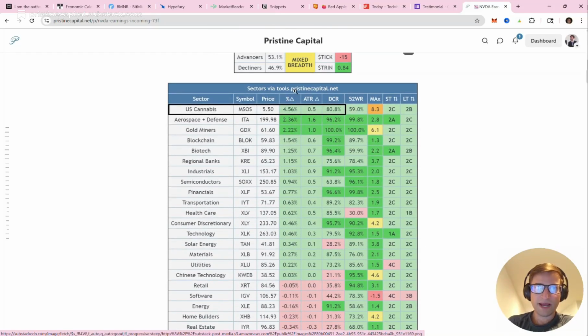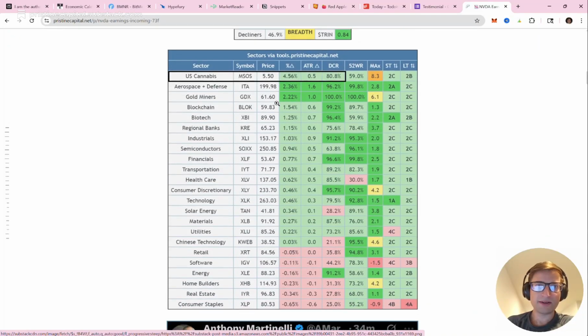This is our sector map. Again, shout out tools.pristinecapital.net. My partner John and I worked really hard on these. But yeah, this is a dashboard. This used to live in Excel, and then I got a lot of comments. People like these visuals.